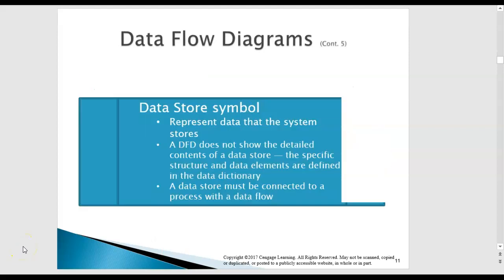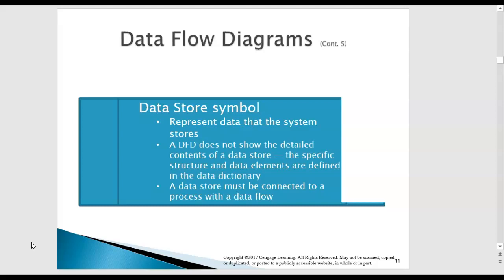A data store symbol represents essentially where the data rests. So a DFD does not necessarily show the detailed contents of the data store. It does not show the specific elements or the structure of how the data is stored. It just shows that this is the rest area for your data. The elements and the structure of the data can later on be defined in a data dictionary.